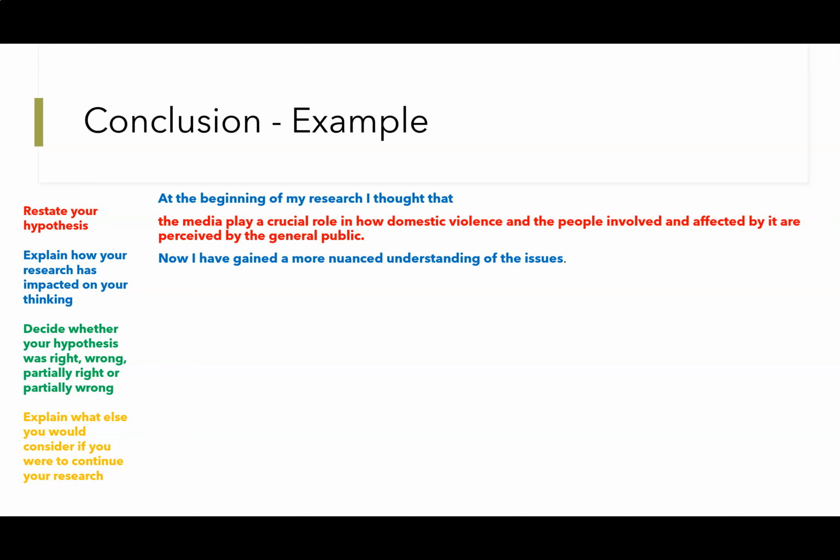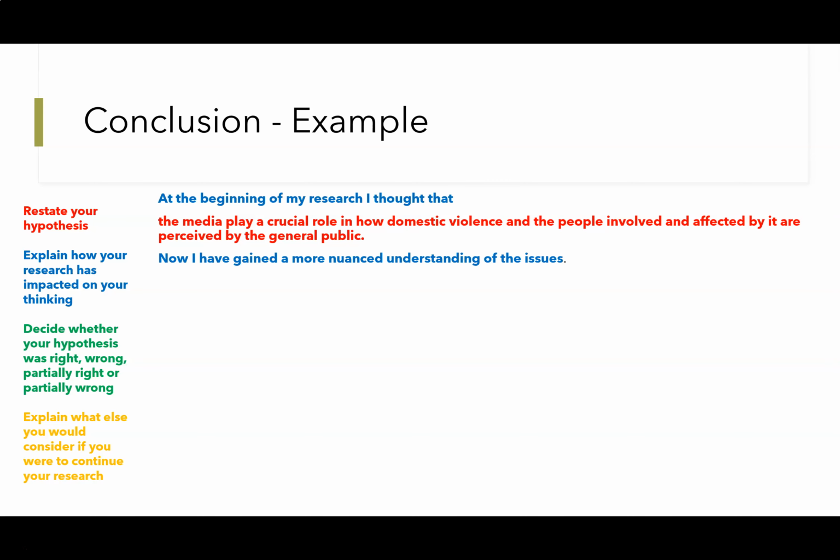So at the beginning of my research, I thought, and then I'm restating my hypothesis, the media play a crucial role in how domestic violence and the people involved and affected by it are perceived by the general public. So there it is, I've just restated my hypothesis. And then I'm going on to explain how my thinking has developed. Now I have gained a more nuanced understanding of the issue.